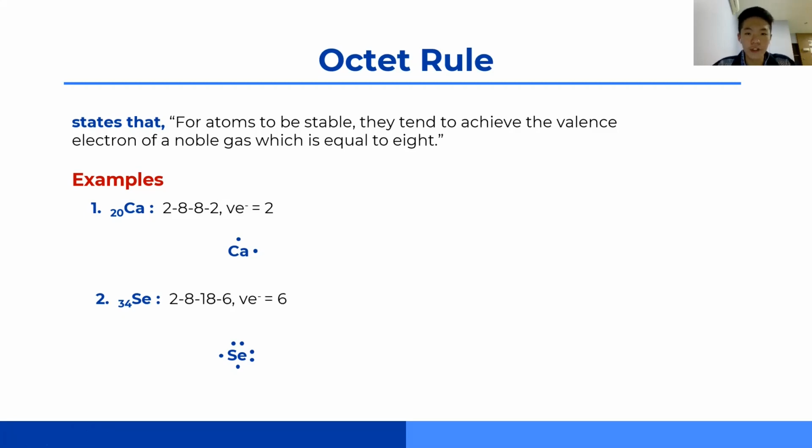So what will we choose? Release 2 electrons or receive 6 electrons? We will choose to release 2 electrons because it is easier, because 2 is less than 6. So calcium will release 2 electrons. And for selenium, for 6 to become 8, we need to add 2. So selenium will receive 2 electrons.